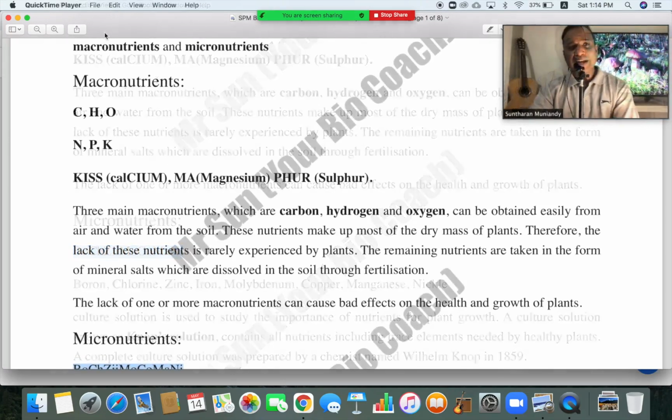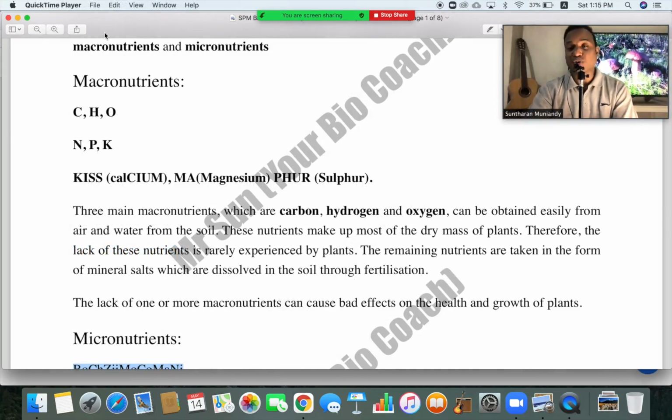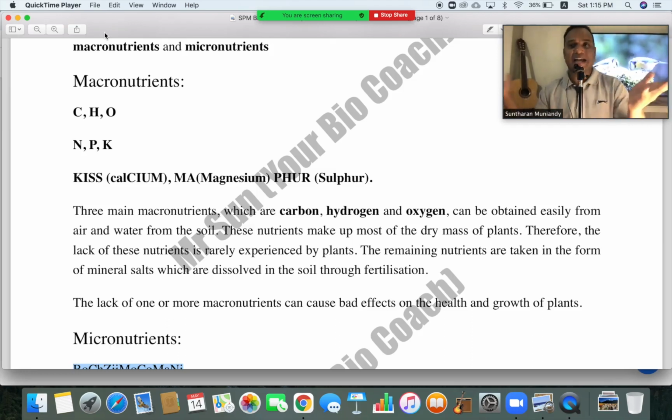Alright guys, we are looking at the macronutrients now. When you look at the three main types of macronutrients needed by the plant, which are carbon, hydrogen, and oxygen, the plant can obtain these easily from the environment. Like carbon, the plant usually gets it from carbon dioxide gas, and carbon dioxide gas is available in the atmosphere. So the plant will do a gas exchange process using their stomata, which is regulated by the guard cells.